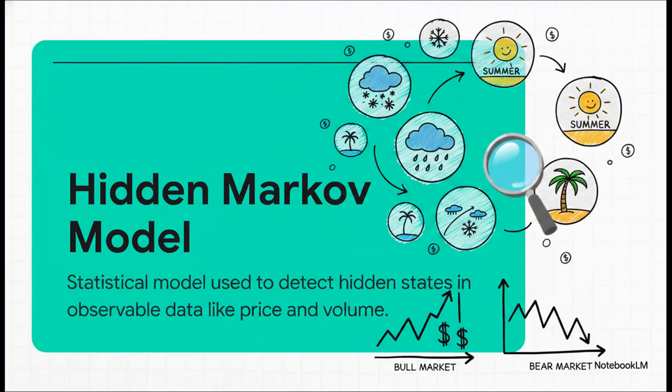Okay, let's jump into Section 1, Decoding Regimes, Hidden Market Seasons. To make sense of the market, this system relies on a hidden Markov model, or HMM. By definition, an HMM is a statistical model used to detect hidden states and observable data.